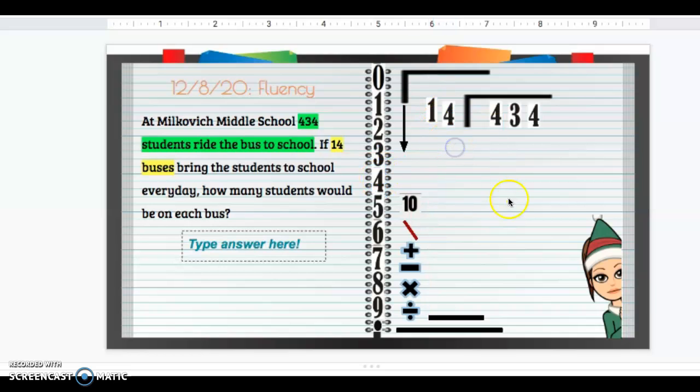So now you have to ask yourself, same questions, same style that we've been doing. How many times can 14 go into 4? Well, 14 times 1 is 14, so that's way too big. So we are going to say 0. Now subtracting, 4 minus 0, getting 4. And then bringing down the 3.